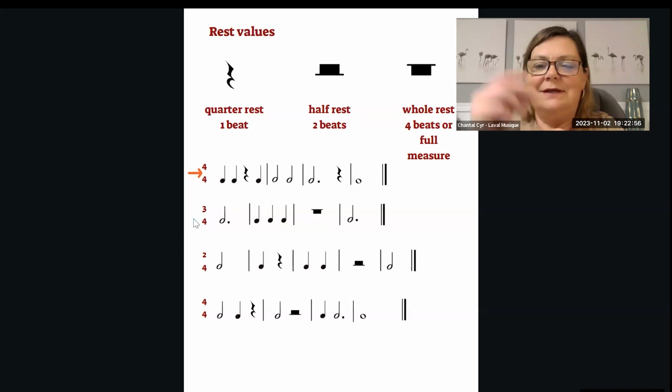So that would help to keep that beat going if you want. Okay. Let's give a try to the second line. So second line, here we go.